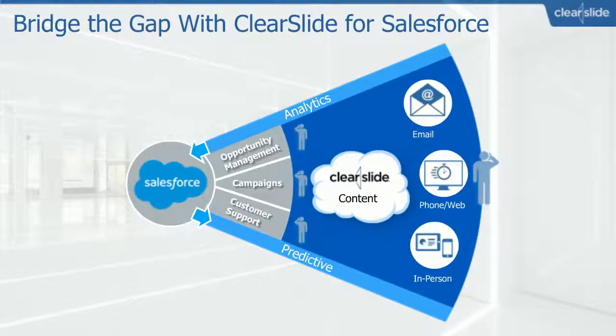But clearly, as companies are going after selling digitally, you probably have a variety of digital content types used by the salespeople. So what ClearSlide does is organize that to make it super simple for sales reps to communicate using that content through 3 communication channels: email, over the phone and web, and then in person through mobile applications.